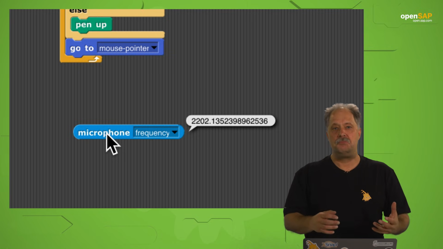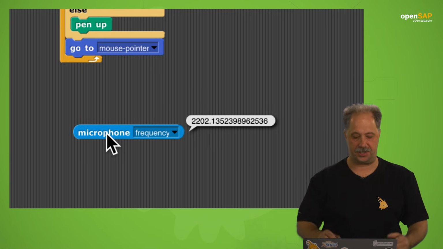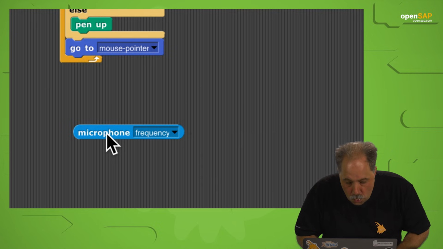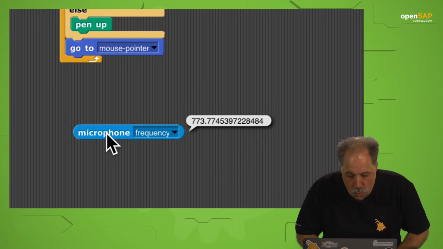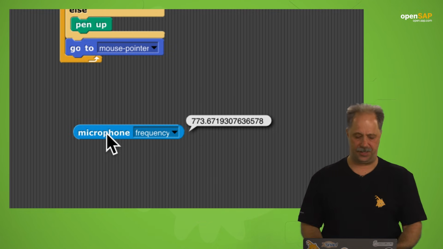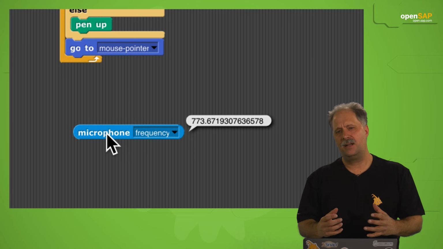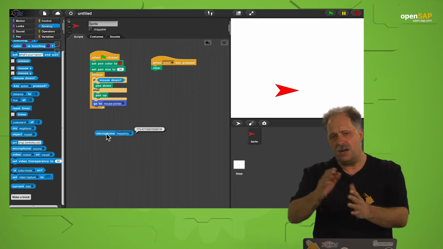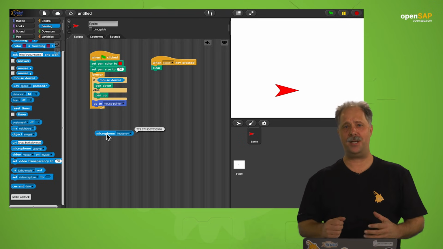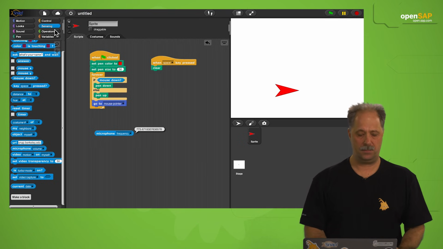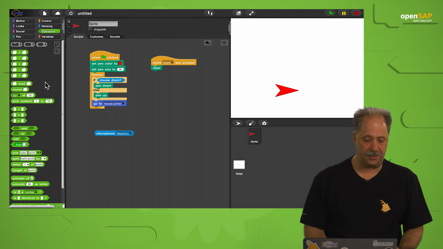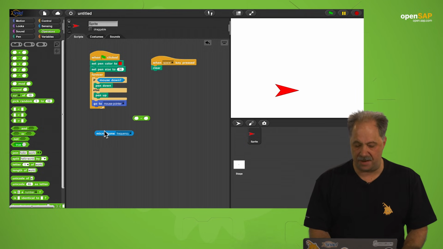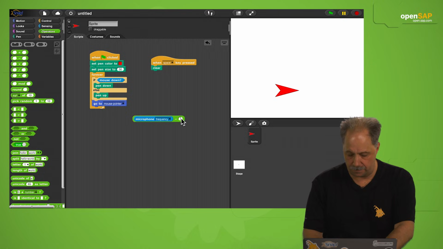Wow, that's about 2,000 hertz. And what's about the lowest I can whistle? About 700. So what I want to do is, it's just numbers, right? I want to tweak these numbers so they're roughly at a scale in between 0 and 100. So I'm going to the operators, and first I'm just going to subtract 700. That was about the lowest.